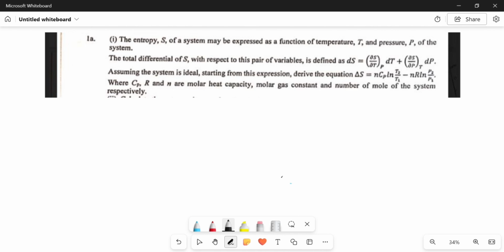They say assuming the system is ideal, starting from this expression, derive the equation change in S equals nCp ln T2 over T1 minus nR ln P2 over P1, where Cp, R, and n are the molar heat capacity, molar gas constant, and number of moles of the system respectively. So this is the question.